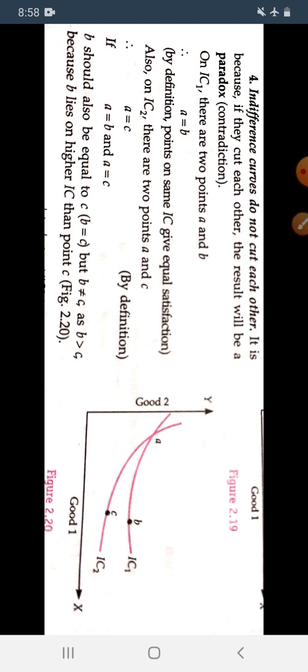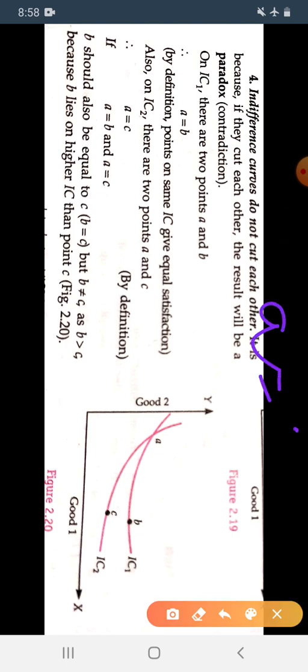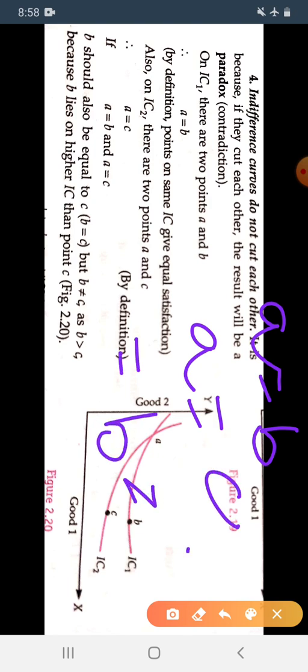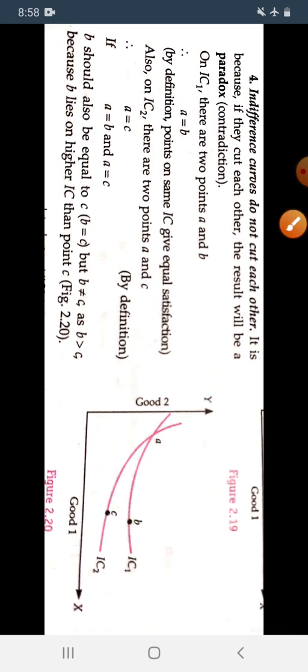So in this condition, when A equals B and A equals C, then B should equal C. But B is not equal to C, as B is greater than C, because B lies on a higher IC than point C. See the difference, okay?